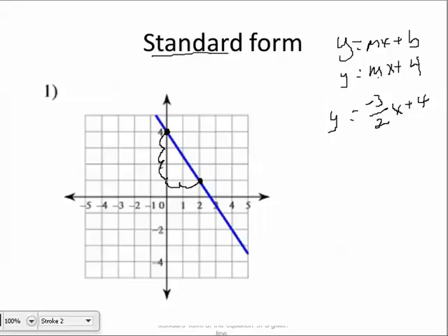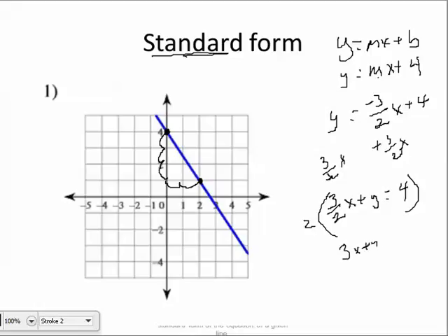But they want it in standard form. Isn't that just like a mathematician to want it in a different form? So let's see here. Let's add 3 over 2 x to both sides of this equation. We get 3 over 2 x plus y is equal to 4. And I'm going to multiply the whole thing by 2 to get rid of the fraction there, and I'll get 3x plus 2y equals 8.